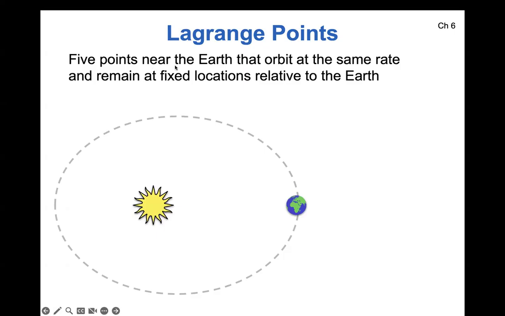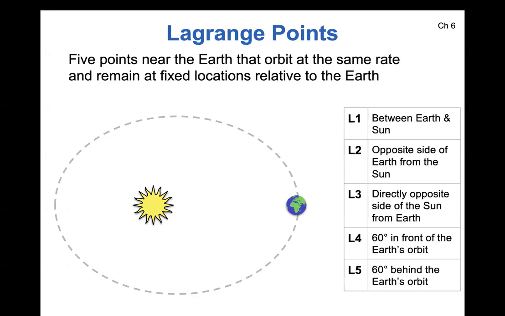There are 5 points in any orbit, in this case near the Earth, that orbit at the same rate and remain at fixed locations relative to Earth. Because of that balance of forces, they represent stable locations. That means if you put a satellite or a space-based telescope at that location, it will stay there and orbit with the exact same orbital period as the smaller body, in this case, Earth.